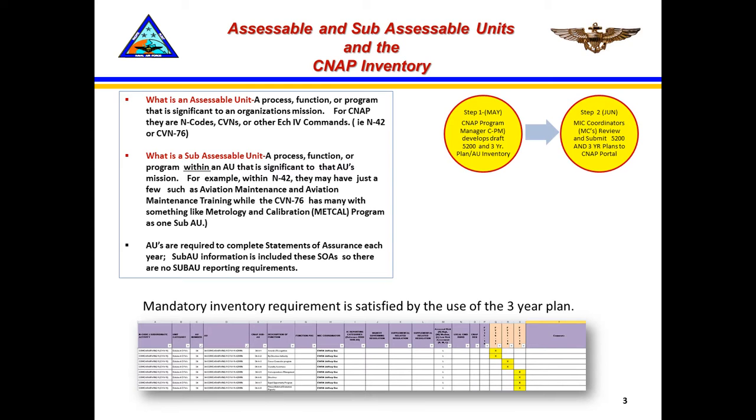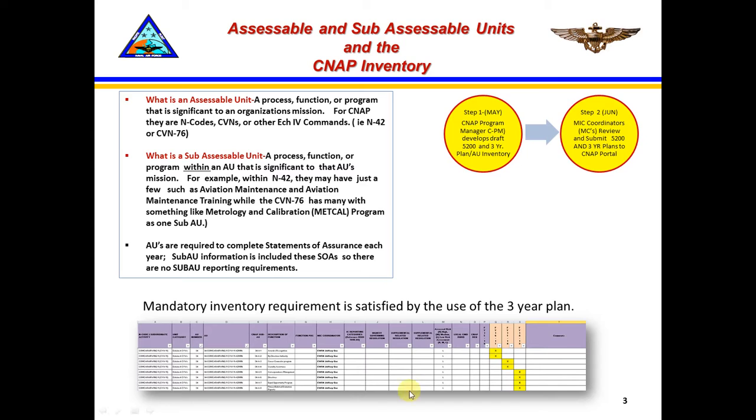Note that an accessible unit is required to do a statement of assurance. So the accessible unit in code N42 would be required to do a statement of assurance. The processes underneath that, the subaccessible units, would not be required to do a statement of assurance.